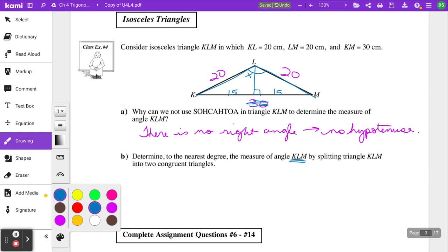What are the 2 sides that we have? Hypotenuse here. And this one is opposite of angle X. So that tells me to use sine of X is equal to opposite over hypotenuse. Find it, double it, and that's your measure of KLM.